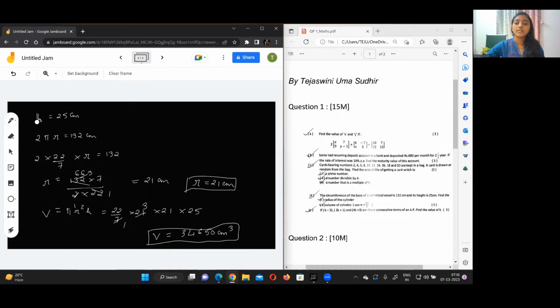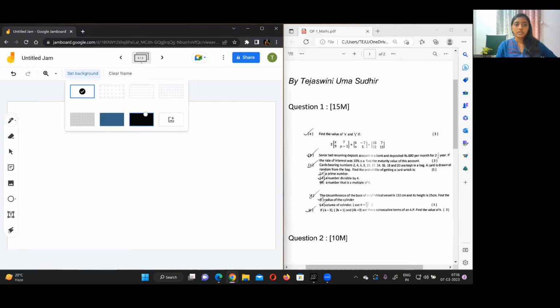This is your fourth question, and it's a direct 3-mark question. All you needed to know were the formulas. One is 2 pi r and one is pi r square h. Those were the two formulas you needed to know, and you'll get the answer. Let us go to the next question.